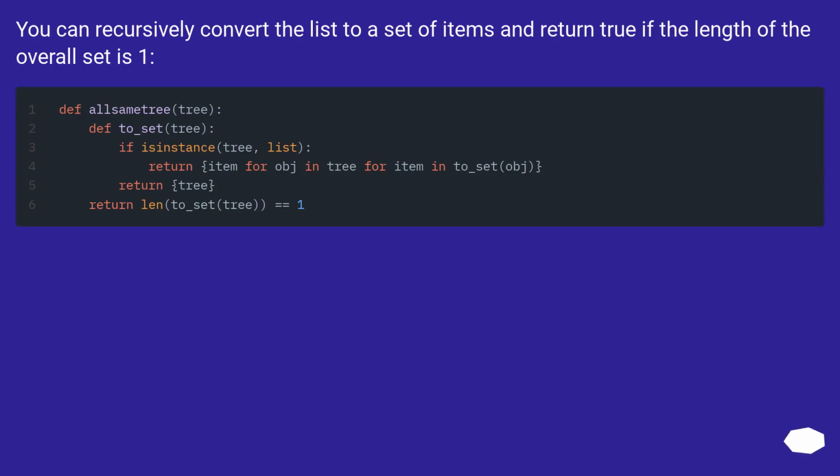You can recursively convert the list to a set of items and return true if the length of the overall set is 1.